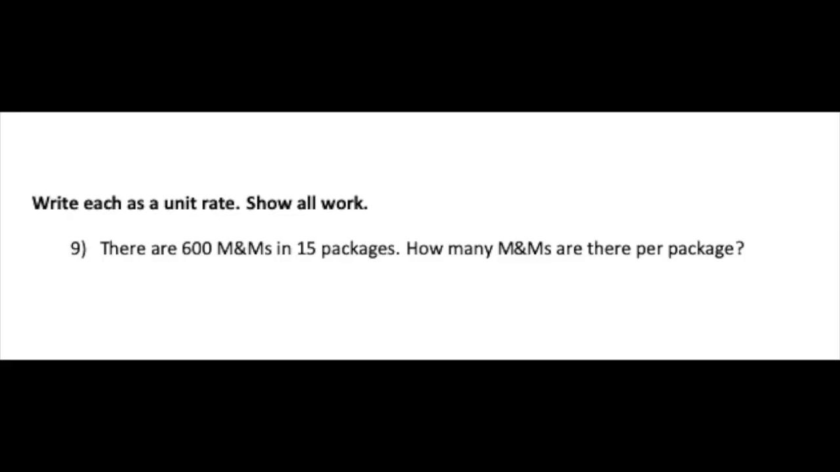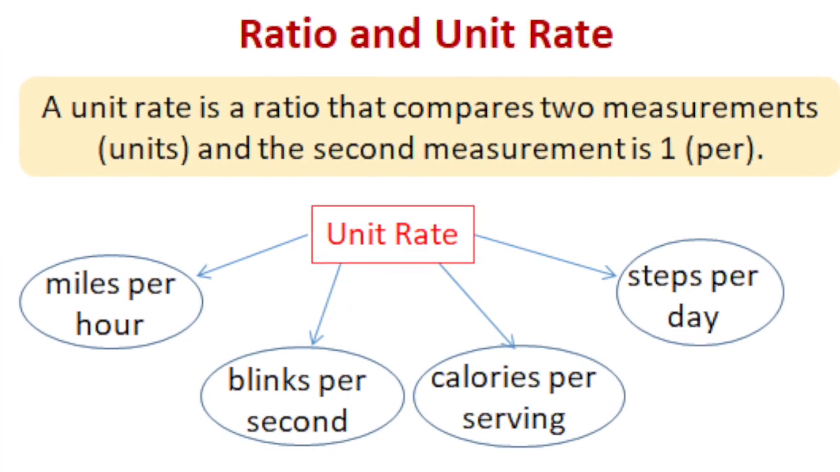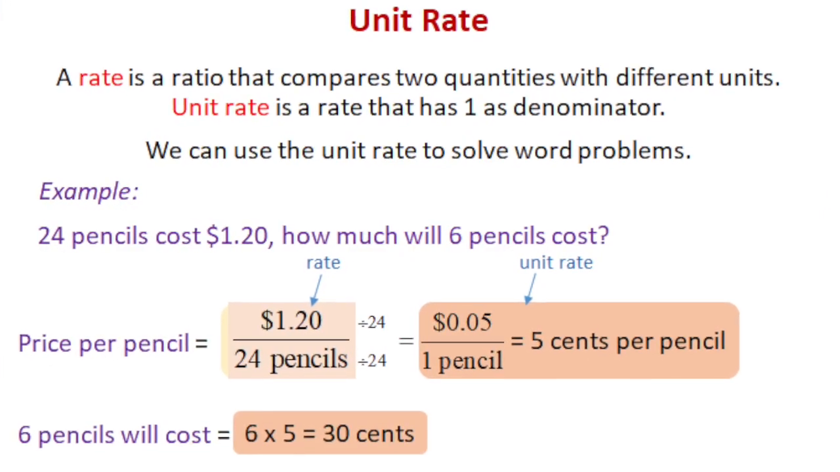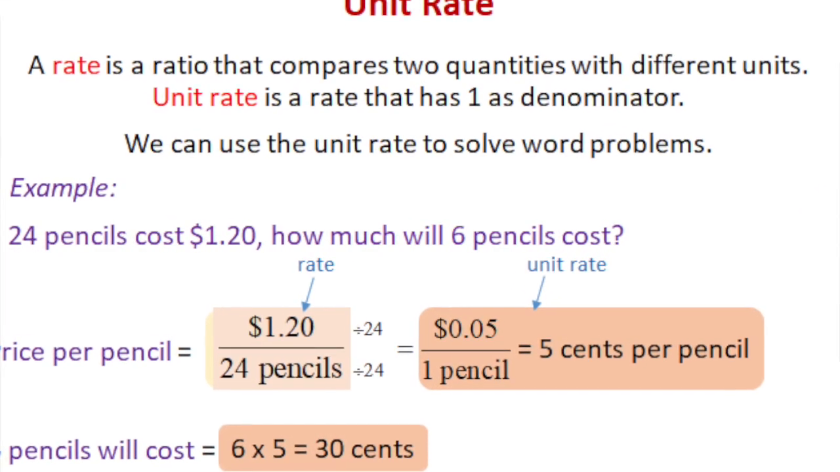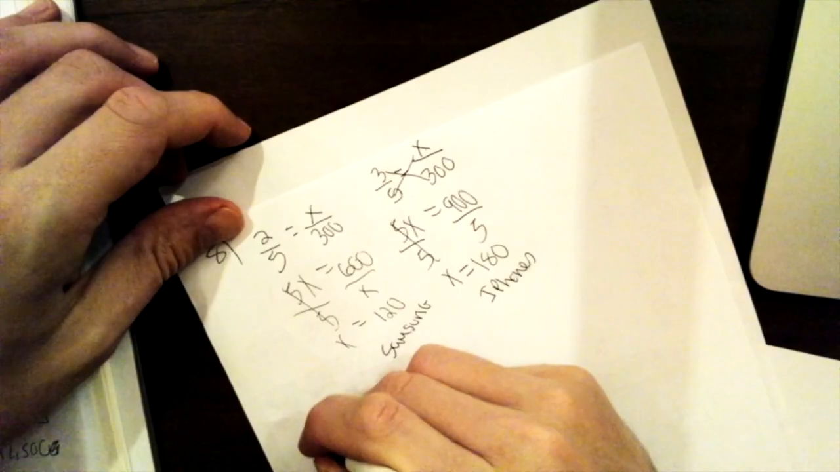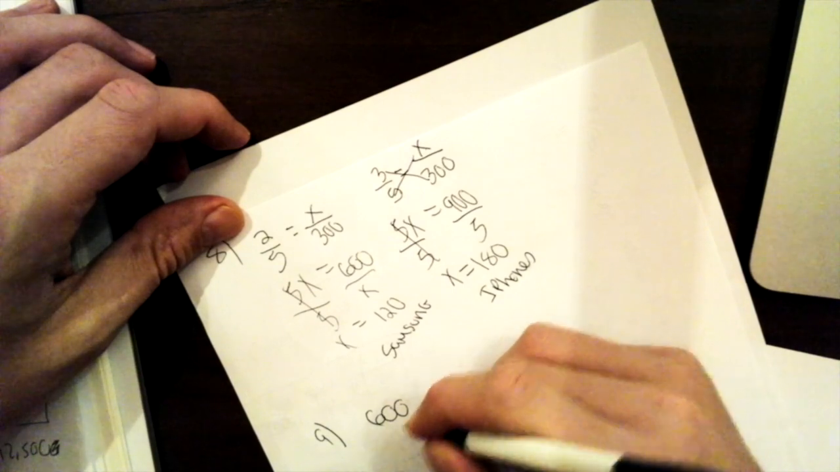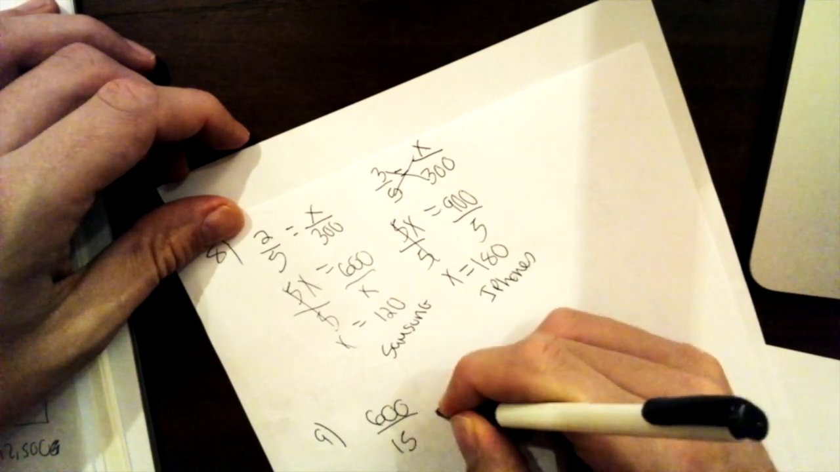There are 600 M&Ms in 15 packages. How many M&Ms are there per package? So we're looking for the unit rate here. Okay, so you remember a unit rate is, that's right, per 1. So we've got to make this over 1. So first we got to set up a rate here. Remember what a rate is, and there's the definition for a rate there. And you have to do 600 over 15. There's our rate.